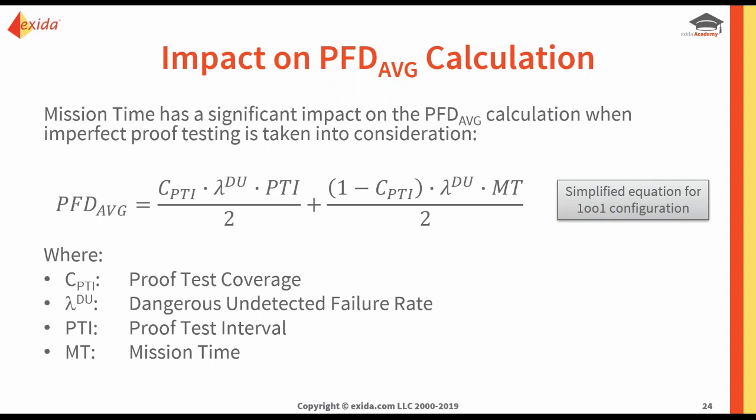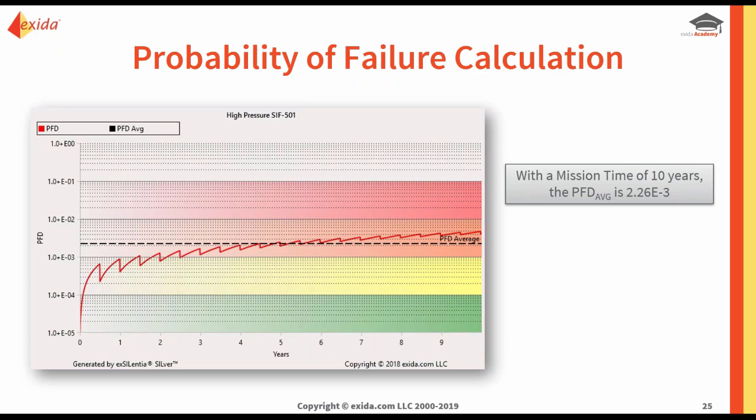So you see this equation, PFD average: you're taking into account the proof test coverage, so that's the CPTI, times the dangerous undetected failure rate for the proof test interval, and then you're averaging that. And then you're taking 1 minus the proof test coverage, so these are the unrevealed failures, times the dangerous undetected failure rate times the mission time over 2. So that's a simplified equation for a 1 out of 1 configuration. It can become more complicated in redundant configurations, but you get the idea of the impact of mission time on the PFD average. And to drive that point home, we have a few PFD charts.